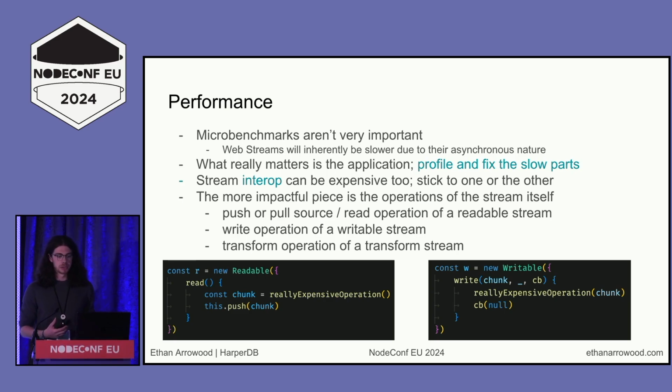The real thing that matters is that you profile and fix the slow parts of your application. And that comes to the bottom line, I'll skip ahead: if you have really expensive operations in the utility and the operation of your streams, that's going to be your performance barrier, not the stream instance itself. You can pick web or Node. They'll both probably perform the same. But if you still have a really expensive operation for your sources, that's just going to be what's impactful.